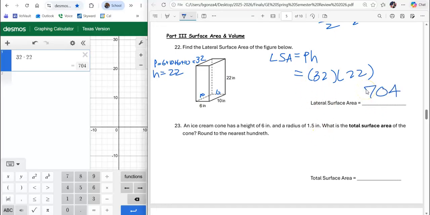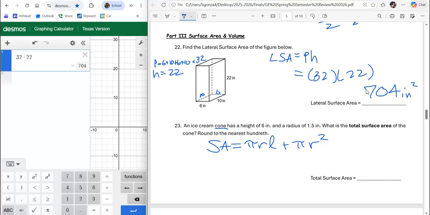704 inches squared. An ice cream cone has a height of 6, and we want the total surface area. All right, so for a cone, you look that one up. The surface area is pi r L plus pi r squared.